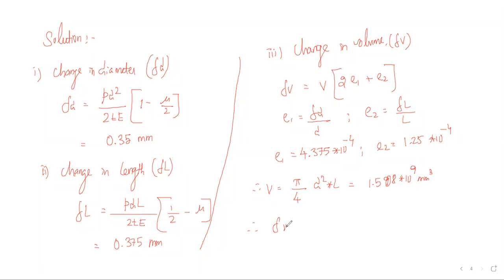Therefore, del V is equal to original volume multiplied with 2 into E1, so E1 is 4.375 into 10 to the power minus 4 plus E2, 1.25 into 10 to the power minus 4. So it becomes 1.507 into 10 to the power 6 mm cube. So this is the change in volume answer.